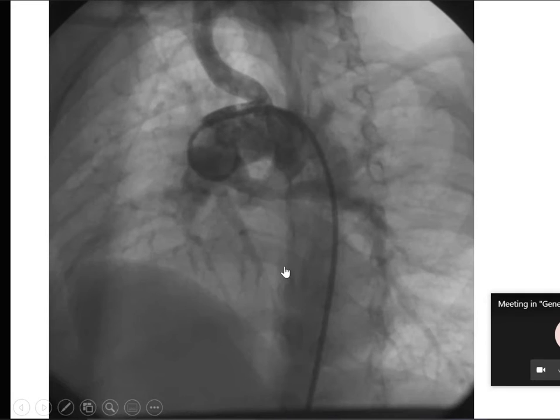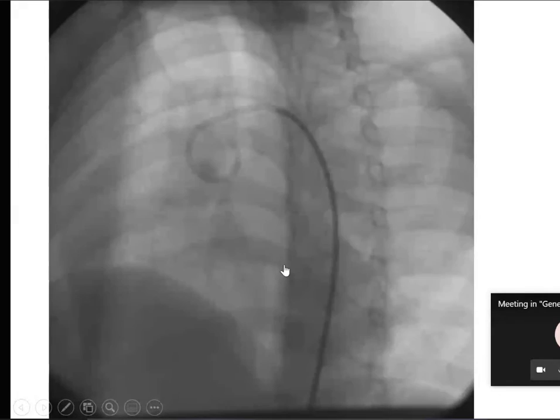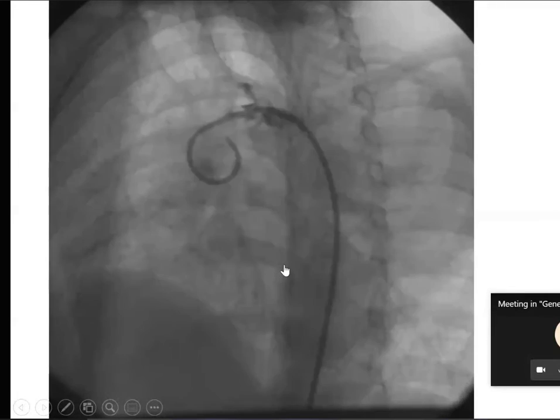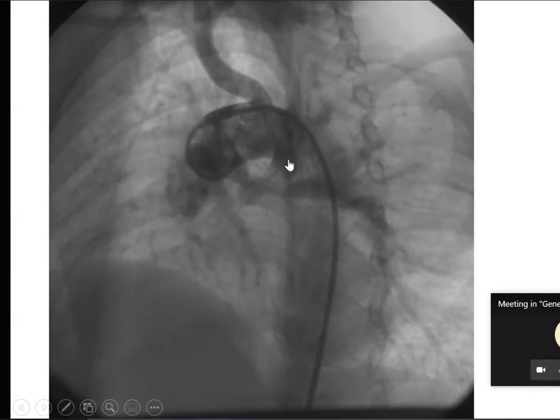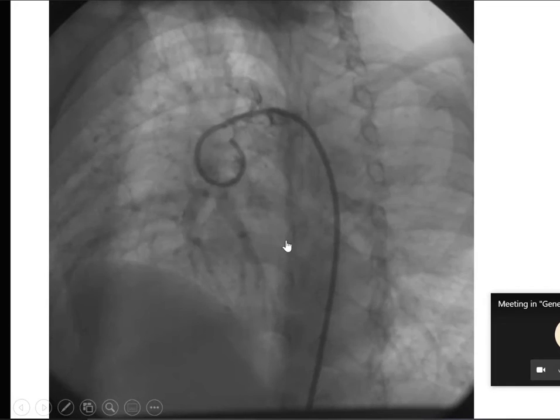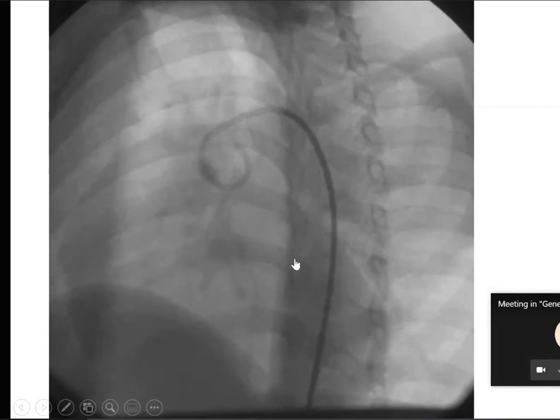This is an angio with CD. Pulmonary atresia, sir. Okay. So this is the ductus coming to the RPA, LPA, and this is the main pulmonary artery. The main pulmonary artery is atretic.